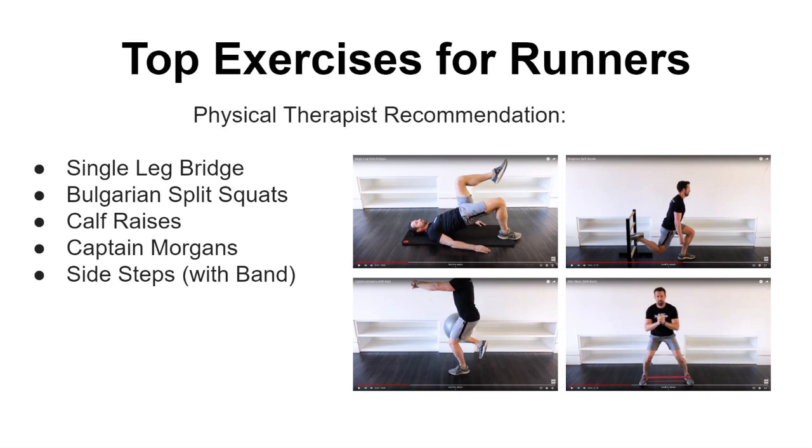Calf raises are pretty self-explanatory, so I didn't include the image, but just raise on your calf. Usually over a step is wonderful, with weight, to load the Achilles tendon and get that calf strong. Captain Morgan's works the outside part of the hip, and I usually have runners do squats with that. It's a fantastic loading exercise, but it gets the recruitment of the hip working to hopefully prevent that knee valgus as you load it. And a common one is sidestepping with a band. I usually put my band over the toes to really bias the glutes. That's a fantastic one to get your hip abductors working.